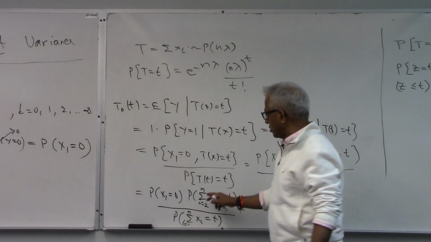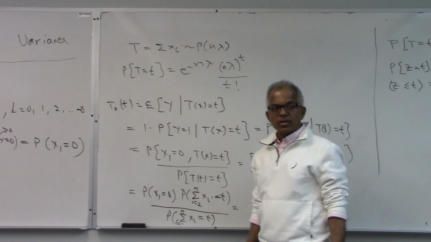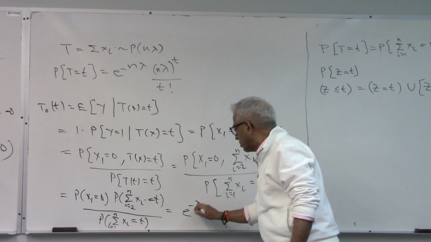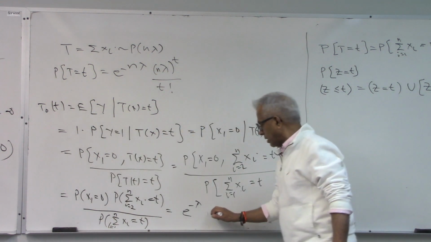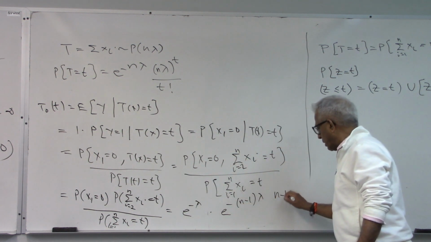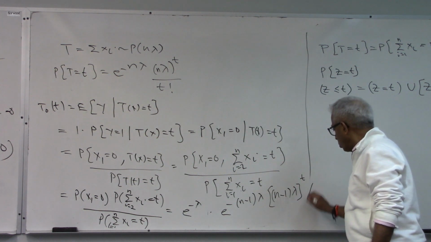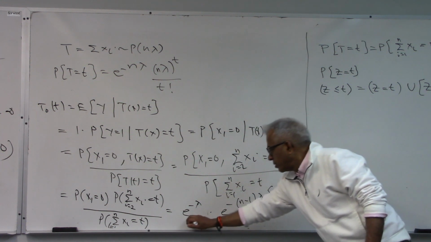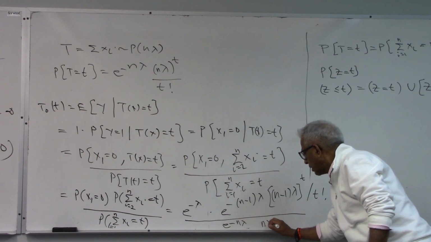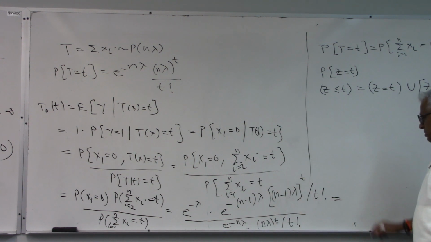So what is the density function of these random variables? Anyone? 2 through n? Poisson with n minus 1 parameter. So let me write down the probability. The first one is e raised to minus lambda, because x1 is Poisson with parameter lambda. The second one is Poisson with parameter n minus 1 lambda, multiplied by n minus 1 lambda to the power t over t factorial. And the whole denominator is e raised to minus n lambda, then n lambda to the power t over t factorial. So if you do the simplifications, what do you get?